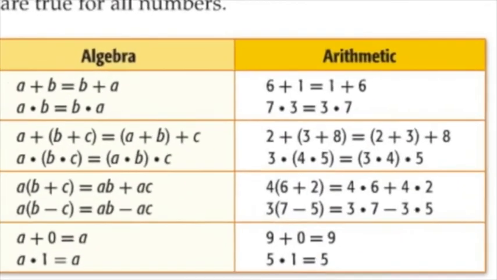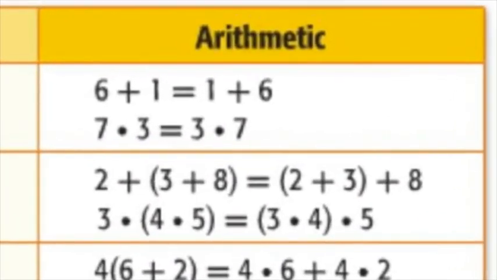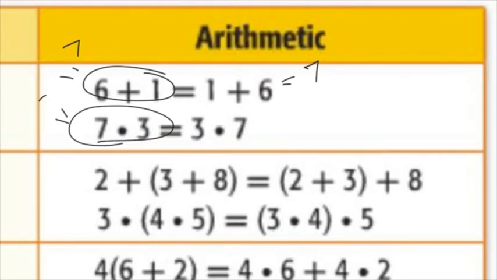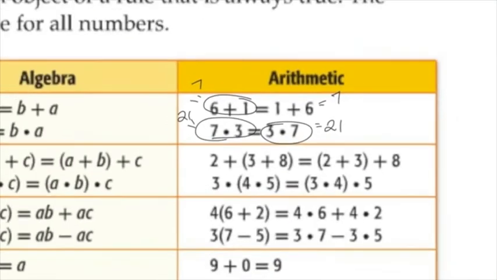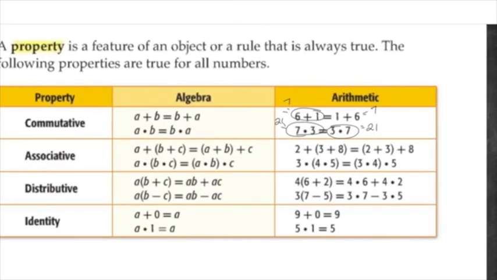So looking at an example of that one, I'm going to zoom in here. We got 6 plus 1. This would equal 7. And 1 plus 6 also equals 7. 7 times 3 equals 21. 3 times 7 also equals 21. So that is the commutative property.